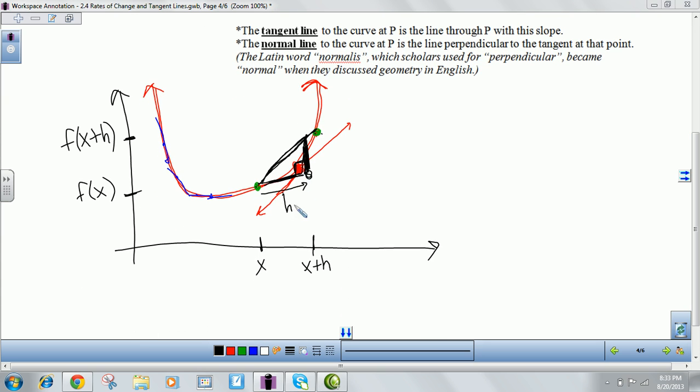Now, remember, we want to find the slope at a specific point. Well, first of all, on your own, go ahead and pause the video. I want you to try to figure out what the slope of this secant line is. So go ahead and pause the video and try that on your own, and then come back and check.